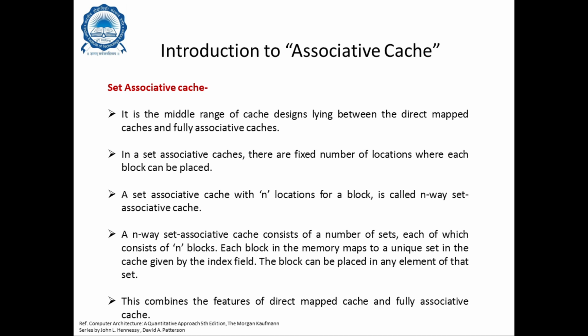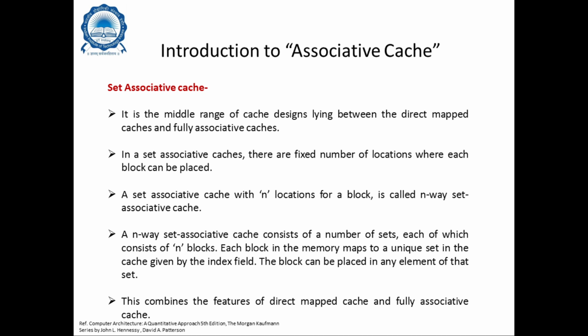An N-way set associative cache consists of a number of sets, each of which consists of n blocks, and each block in the memory maps to a unique set in the cache given by the index field. Each block in the memory maps to a unique set given by the value in the index field, and the block can be placed in any element of that particular set.